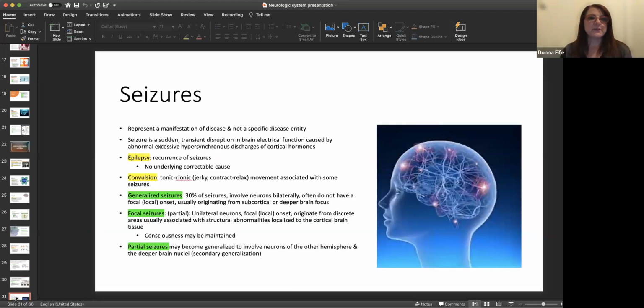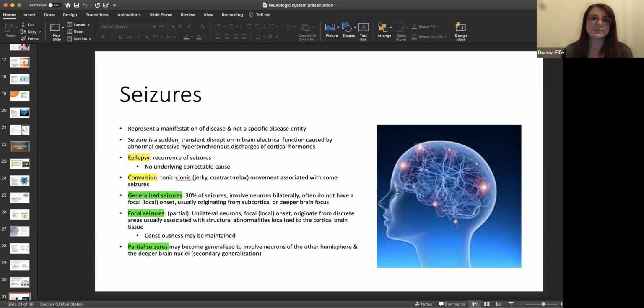Seizures, okay. These represent a manifestation of disease and not a specific disease entity. A seizure is a sudden transient disruption in brain electrical functioning caused by abnormal, excessive, hypersynchronous discharges of cortical neurons. Epilepsy is where there's a recurrence of seizures and there's no underlying correctable cause. A convulsion is a tonic-clonic, jerky, contract-relax type movement associated with some seizures.